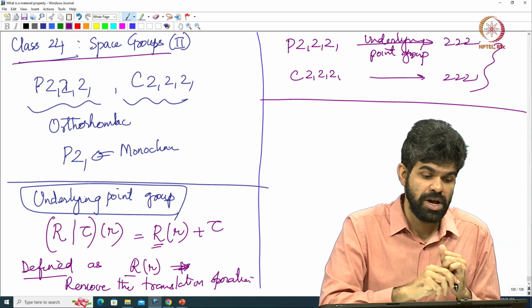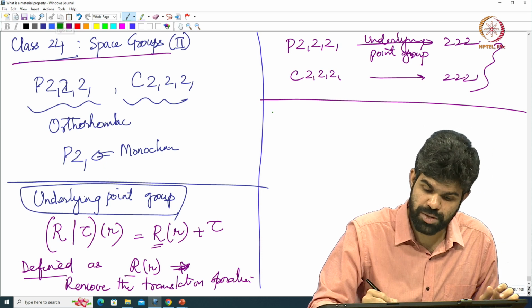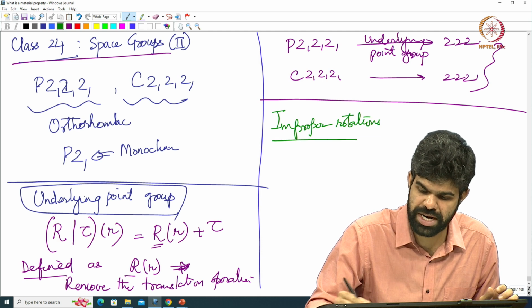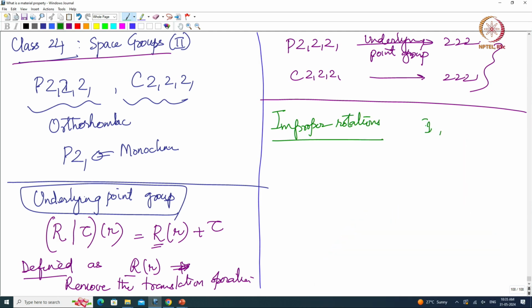We also have operations which are improper rotations, point symmetry operations which are improper rotations, right. The 1 bar, the 2 bars, 2 bar, let us start with 2 bar, 3 bar, 4 bar, 6 bar, 1 bar. 1 bar is just the inversion operation. Okay.